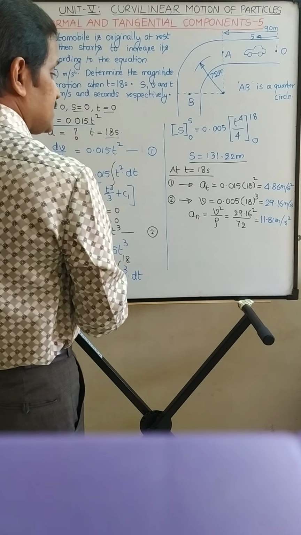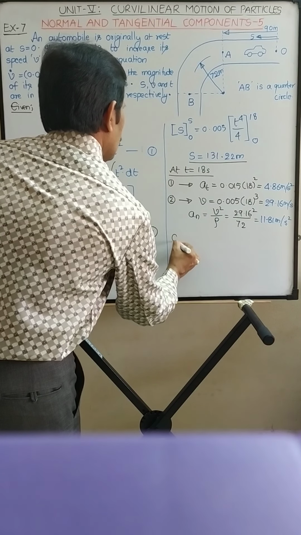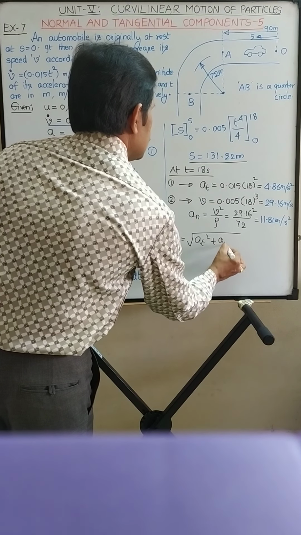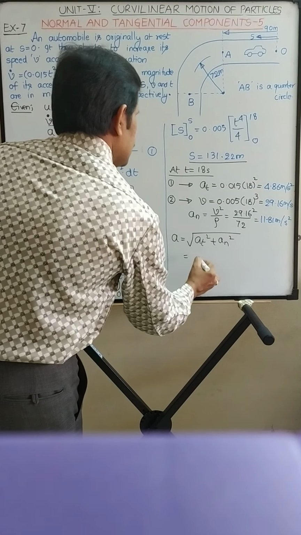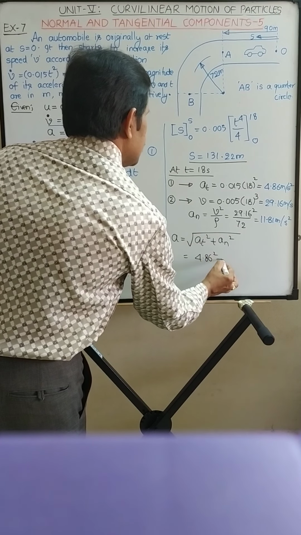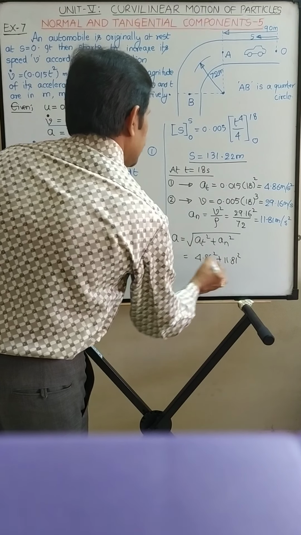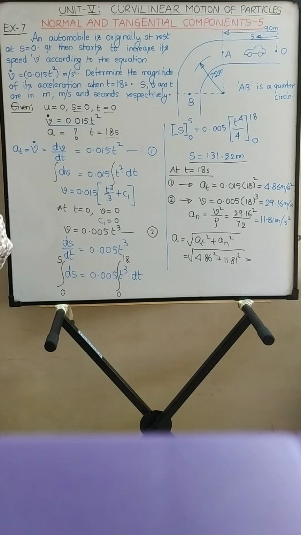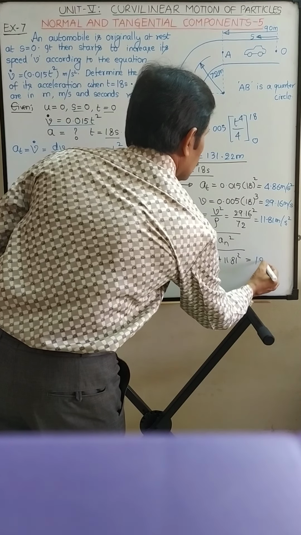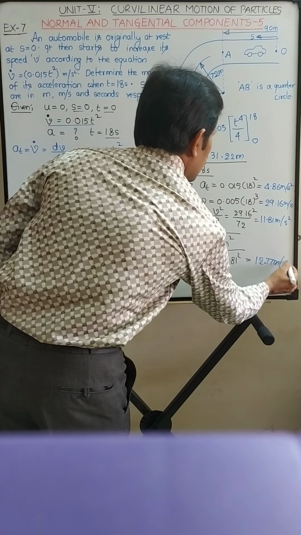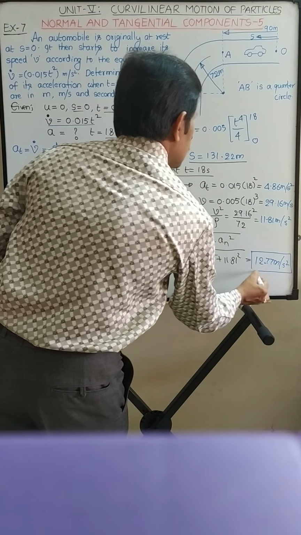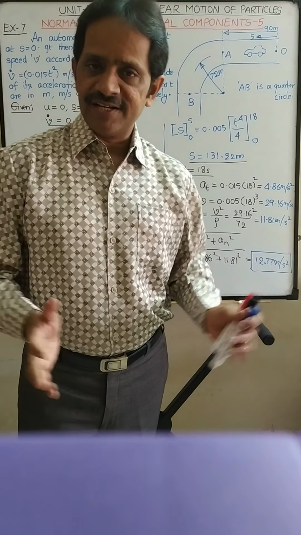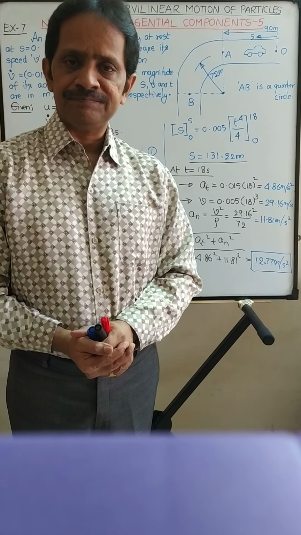Now what is the resultant acceleration? The magnitude of acceleration, total acceleration, is equal to square root of AT square plus AN square. So putting the values, square root of 4.86 square plus 11.81 square. This will be 12.77 meters per second square. So it is the magnitude of its acceleration when t is equal to 18 seconds. Understood? Thank you.